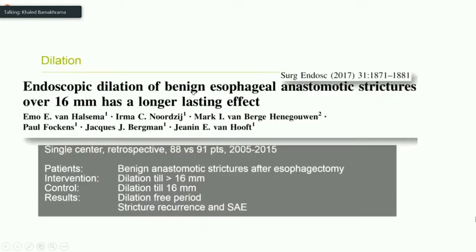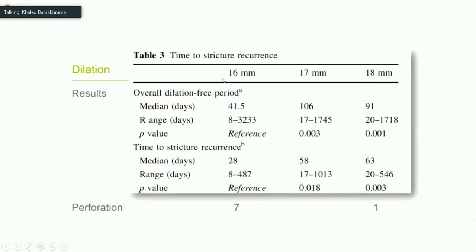So, endoscopic dilatation of benign esophageal anastomotic strictures over 16 millimeters has a longer lasting effect. If you look at the overall dilatation-free period, you can see it is longer and better with 18 millimeters. Maybe some people are afraid about perforation, but you will see the 18 has only 1 perforation versus 7 in the 16.